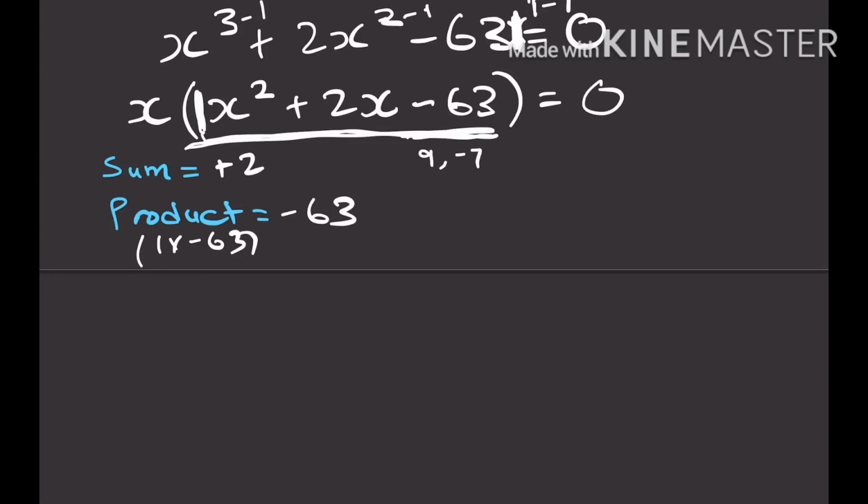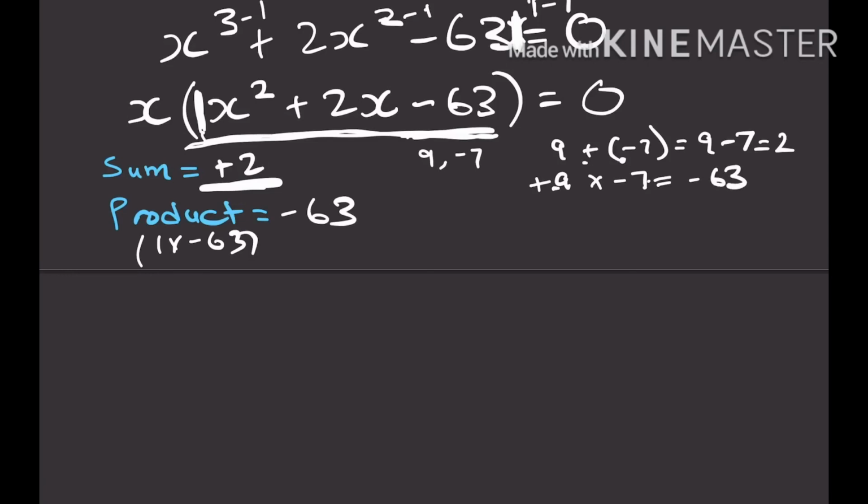Let's think of this. How about a 9 and a minus 7? So 9 plus minus 7: a plus and a minus becomes a minus, so 9 minus 7, which gives you 2. So it does give you a sum of plus 2. 9 times minus 7: plus times minus is a minus, and 9 times 7 is 63. So it does give you a product of minus 63. So we know that our two numbers are 9 and minus 7.